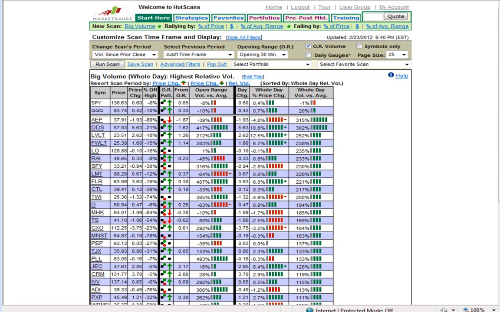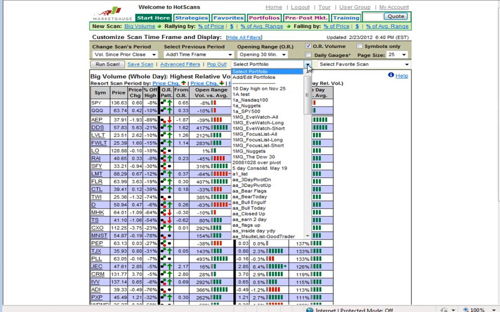Now, a lot of you may not realize this because there's a lot in hot scans that's just kind of buried and hard to remember all the cool little things you can do with it. This is one of those things, and that is that there's a portfolio that's managed that we call the 1MG, the Dow 30 portfolio. Now, if a portfolio starts with 1MG, it means that it's always going to be in your portfolio list, and Market Gauge is maintaining it. So you don't have to do anything, it's always there.